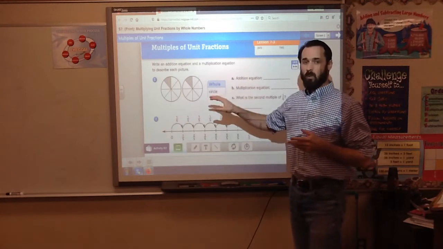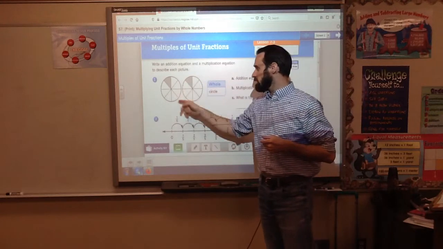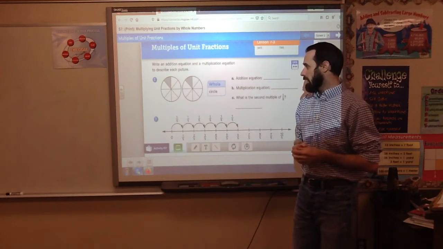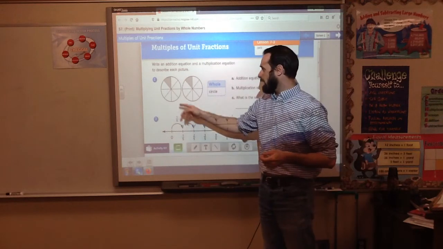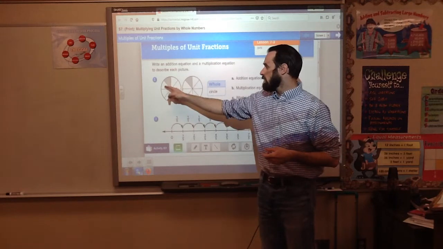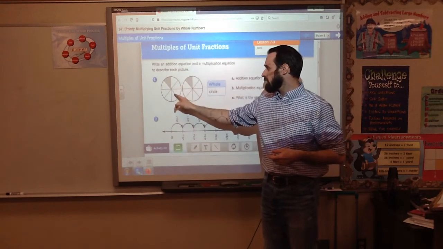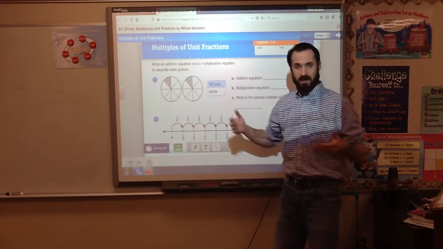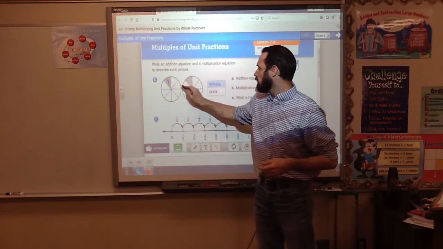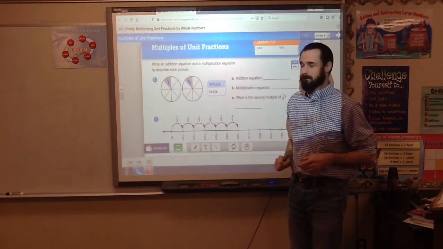So in number 1, they give us these two fraction circles. And if you look, we can see that the denominator here, which is how many pieces there are in the whole, is 1, 2, 3, 4, 5, 6, 7, 8. We have eighths. And in each one, we just have one piece filled in.